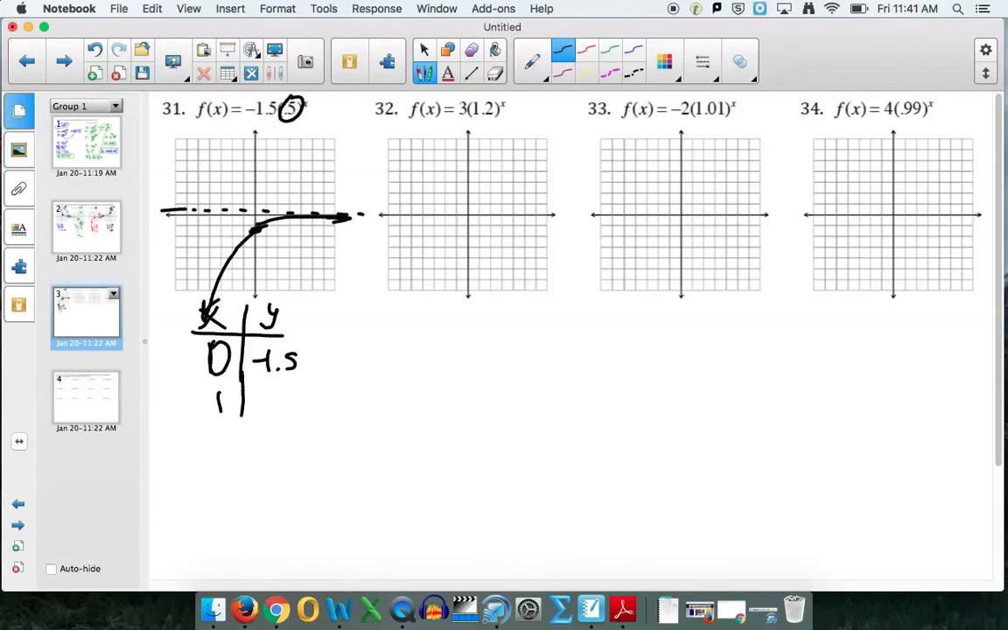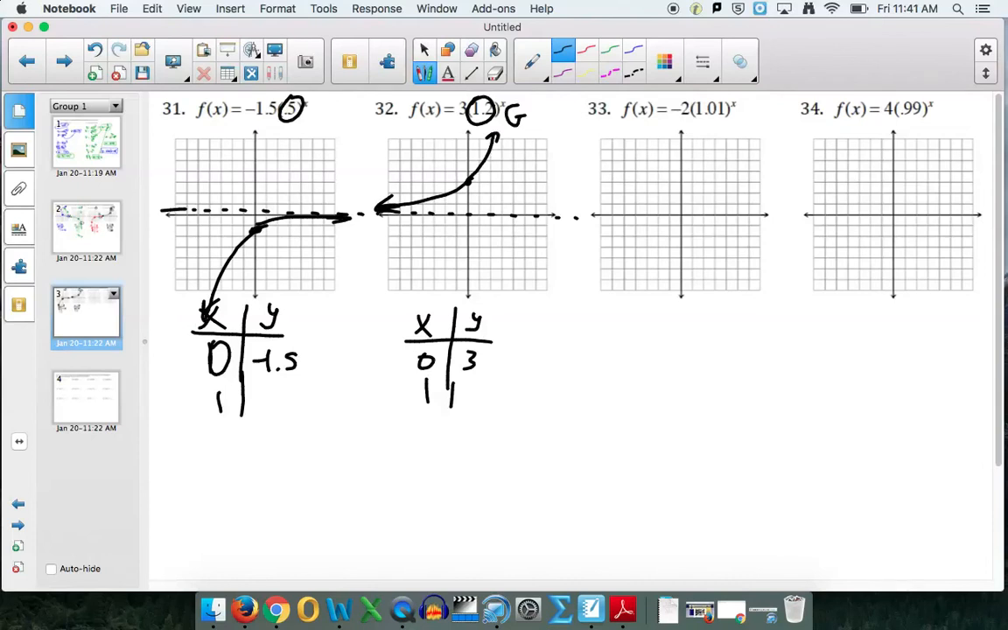32. 3 times 1.2 to the x power. Start with our horizontal asymptote. 3 times, when x equals 0, 3 times 1.2 to the 0 power is just 3. And then if we plugged in x equals 1, 3 times 1.2, I don't know what it is, but it's a little bit bigger than 3, which means that it's growth. So that's growing up, which means the left side is leveling off.